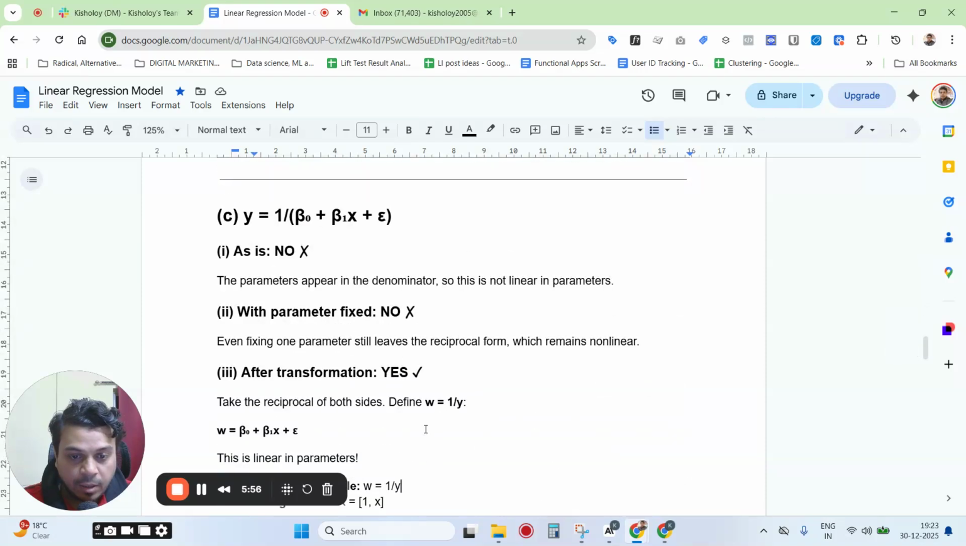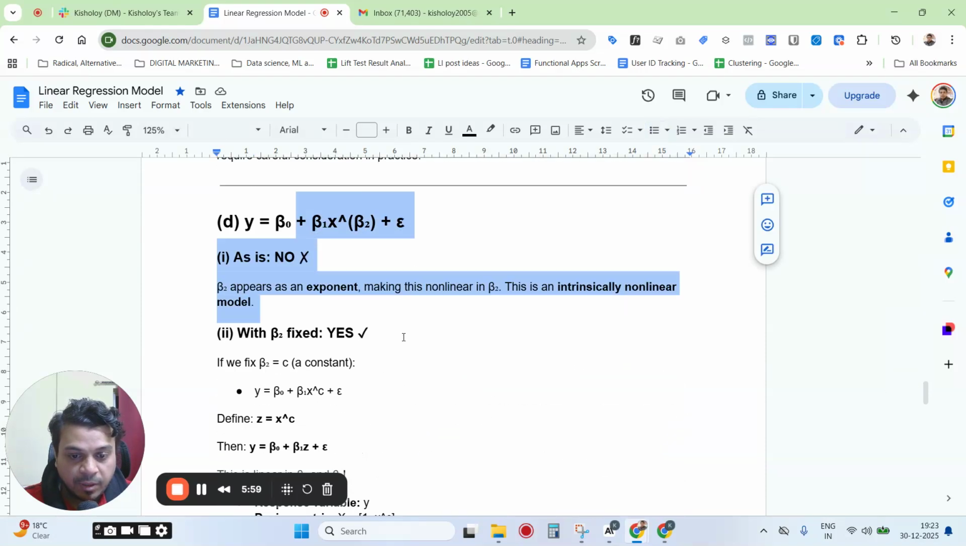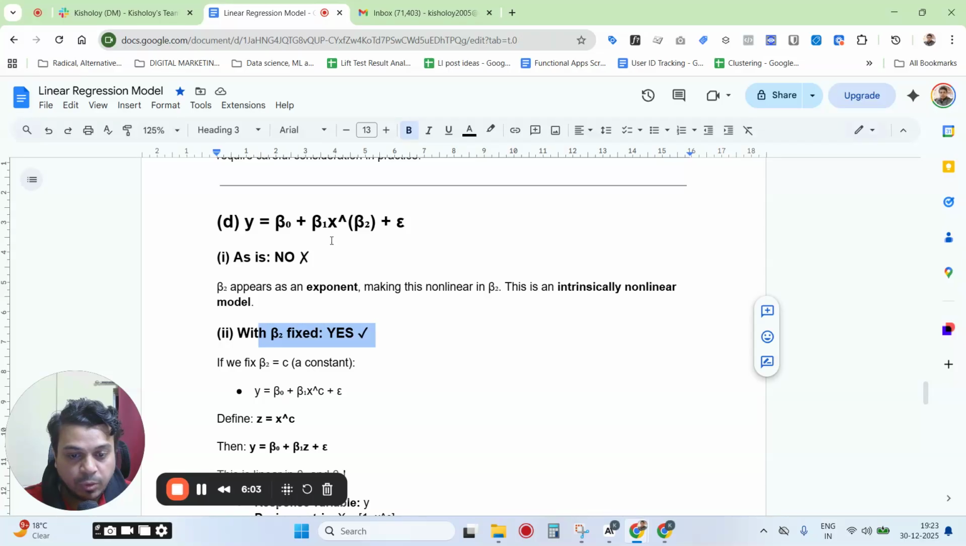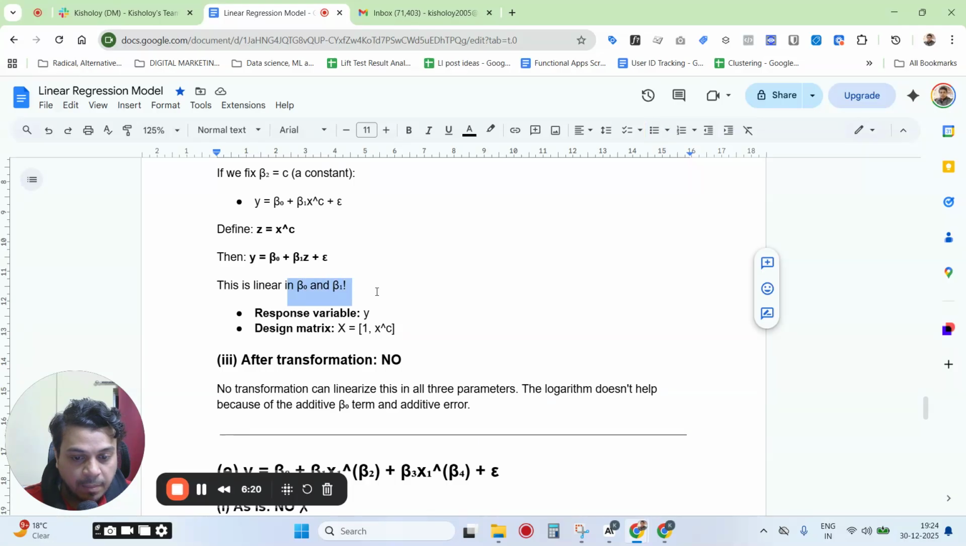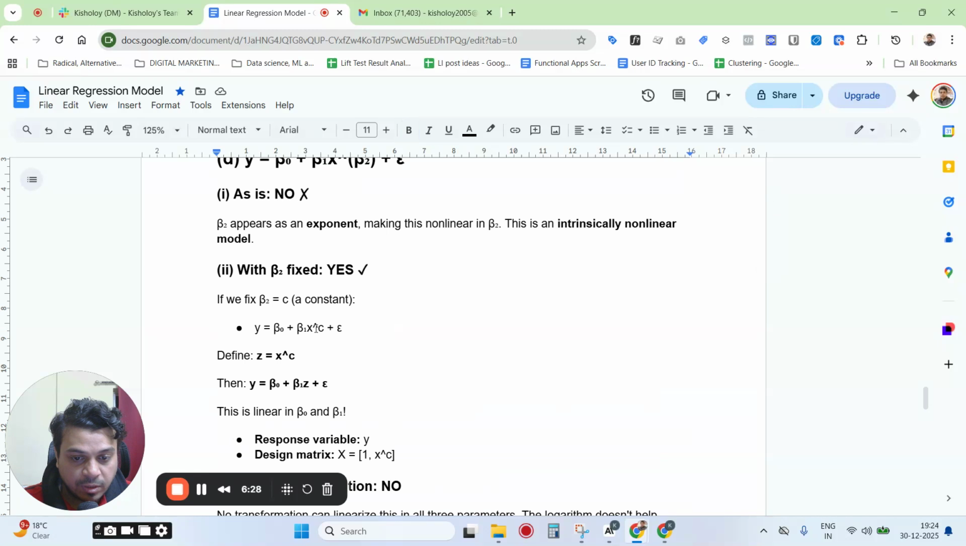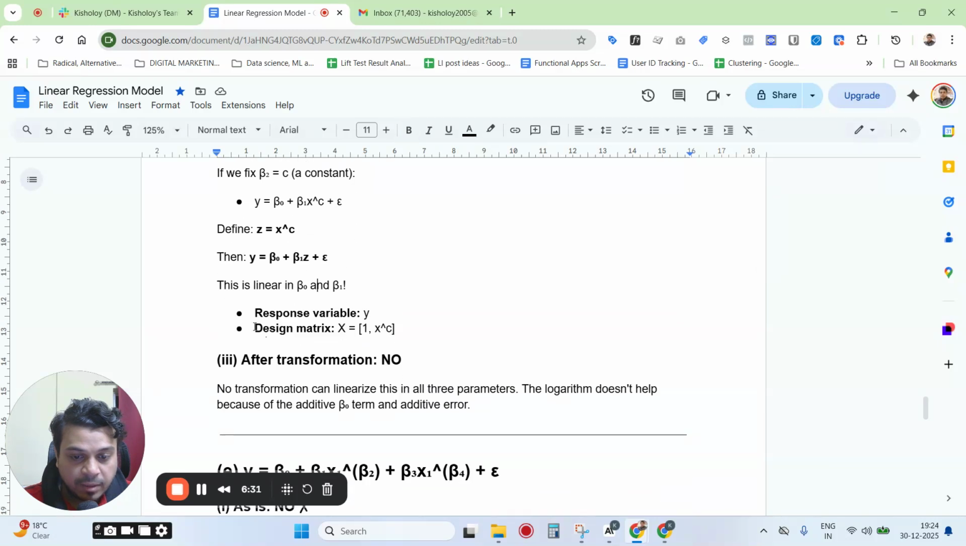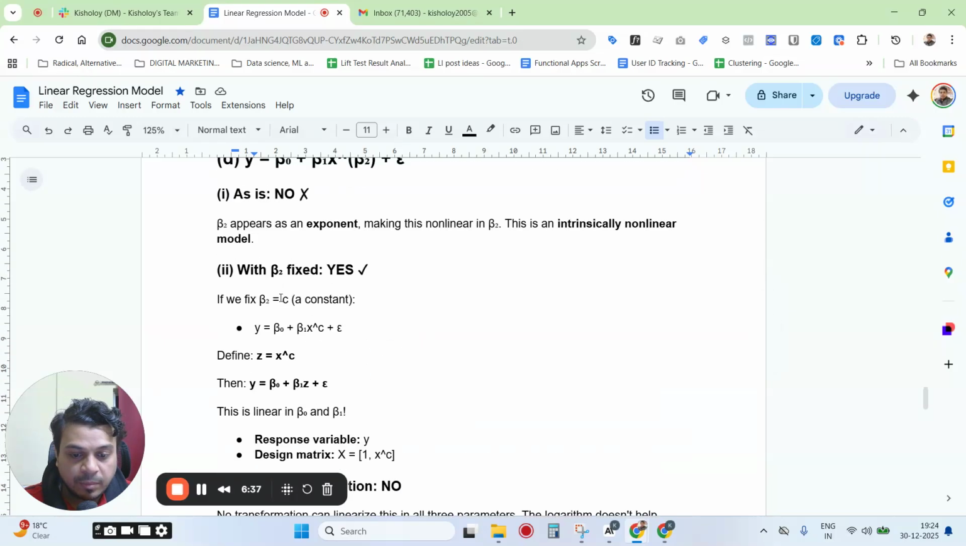For the next one, we'll see that as is doesn't work with beta 2. So basically this is beta 1 x to the power beta 2, and therefore if we fix this as a constant, then it takes the form of z equal to x to the power c, and this is linear in beta 0 and beta 1, essentially. So you have to fix one of these constants, and the design matrix becomes 1 and x to the power c.